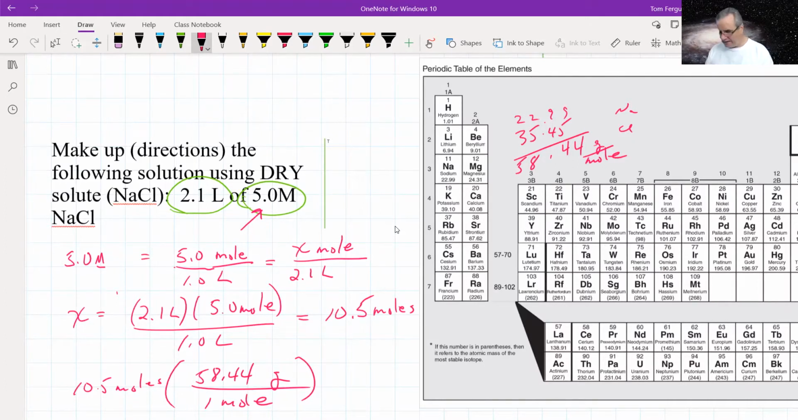Okay, so we're going to take that 10.5 times 58.44. So we're looking at, for 2 sig figs, 6.1 grams of sodium chloride.